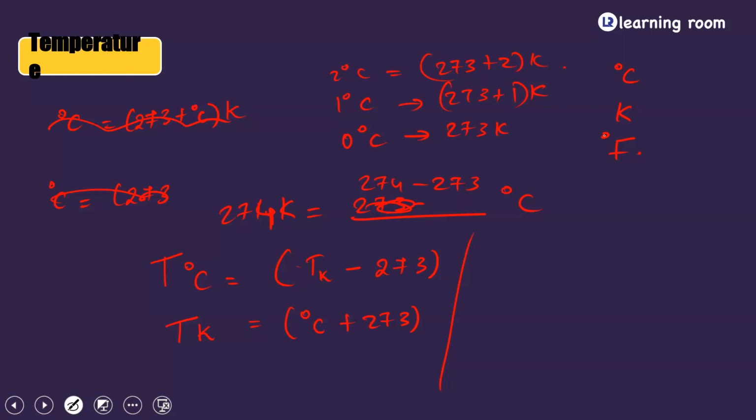So what is the relation between degree Fahrenheit and Celsius? Degree Fahrenheit is equal to 9/5 degree Celsius plus 32. Then degree Celsius is equal to what? Degree Fahrenheit minus 32 into 5/9. If you remember one relation, it's enough. The other you can easily derive.